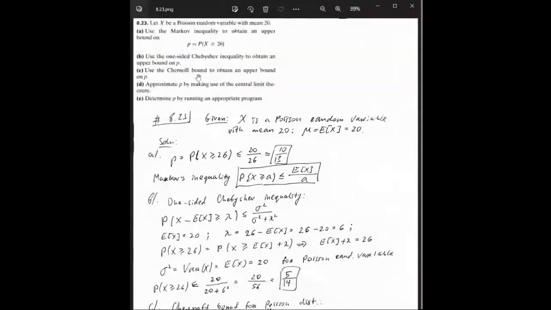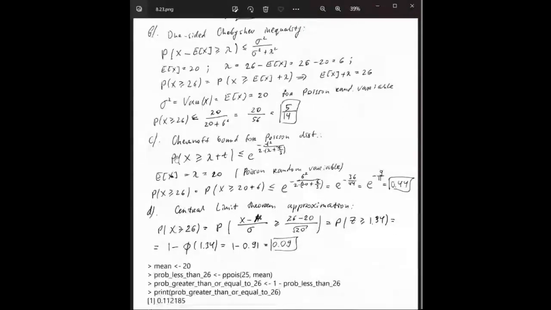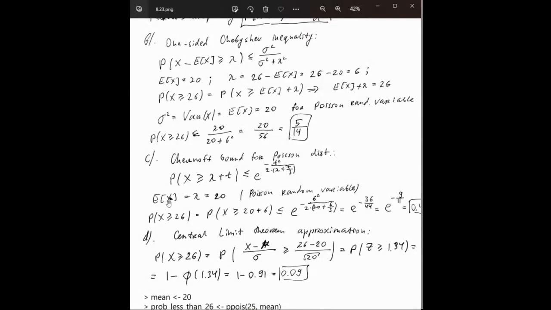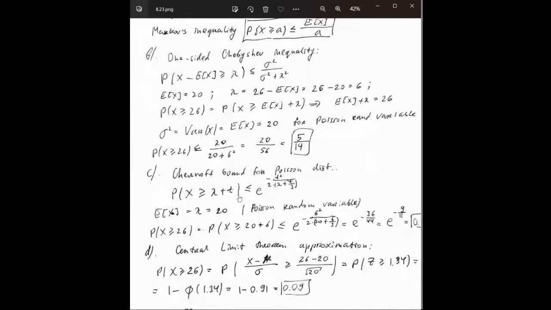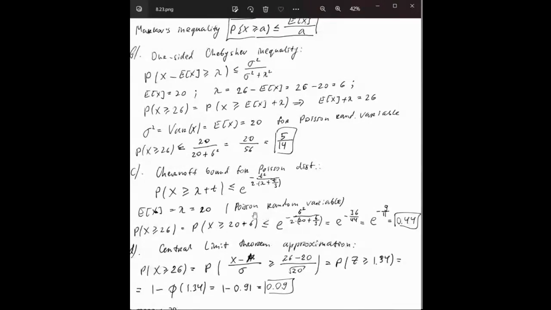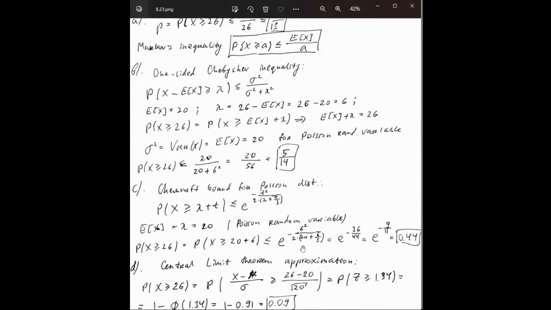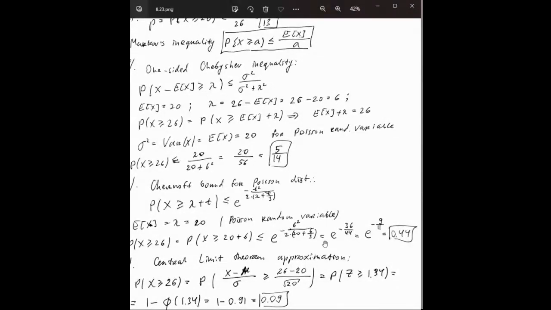For part C, use the Chernoff bound to obtain an upper bound on P. And again, this formula is not from the textbook. You can find this formula on Wikipedia. Expected value, so we have everything to calculate. Expected value equals lambda, here the lambda from the Poisson distribution. So lambda here is equal to 20. T equals 6, since 20 plus 6 gives 26. That's why T is 6. I calculated it and it equals 44%. So I put the lambda number here, and T, and that's equal to 44%.